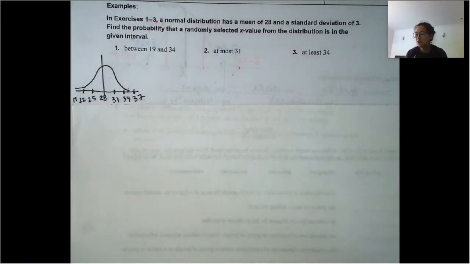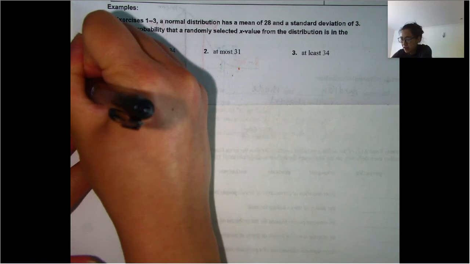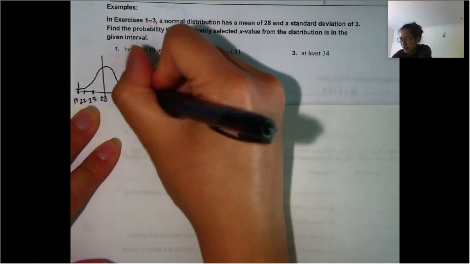So the question asks, what is the probability that a randomly selected x value is between 19 and 34? 19 is 3 standard deviations away, so that's right here. And 34, that's right here. So that's 2 standard deviations up and 3 standard deviations below. First of all, there are many different ways you can go about this. You can add, you can subtract. What I generally do is I split it in half.